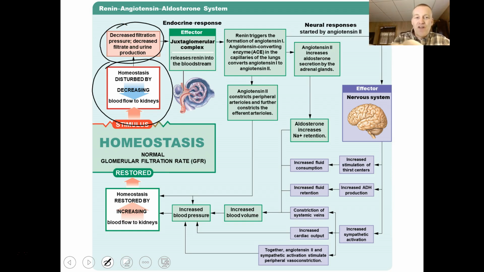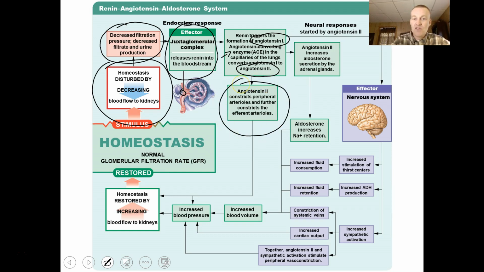One of the effects is going to be the juxtaglomerular complex, which is that little series of cells in this little triangular area right down here, is going to release renin into the bloodstream. Now, renin is an enzyme, and it's going to take angiotensinogen and make it into angiotensin 1. There are enzymes in your lungs called angiotensin converting enzymes, or ACE, and they're going to convert angiotensin 1 to angiotensin 2. Angiotensin 2 will have several effects. One of the effects of angiotensin 2 is it constricts the peripheral arterioles, therefore it's going to increase the pressure.